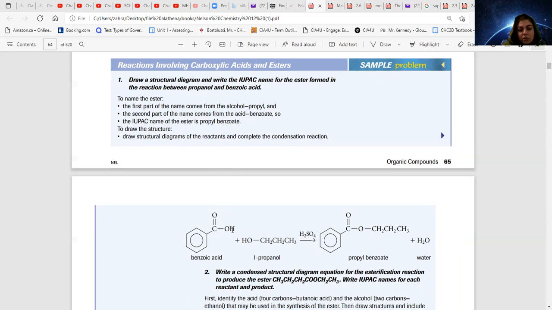So you know OH from carboxylic acid and H from alcohol will get out, and this oxygen attaches itself here, and this is what we have. Since the C double bond oxygen is attached to the benzene here, you have to say benzoate, and this is like a branch, propyl. You know, the water will be produced because OH and H are getting together.